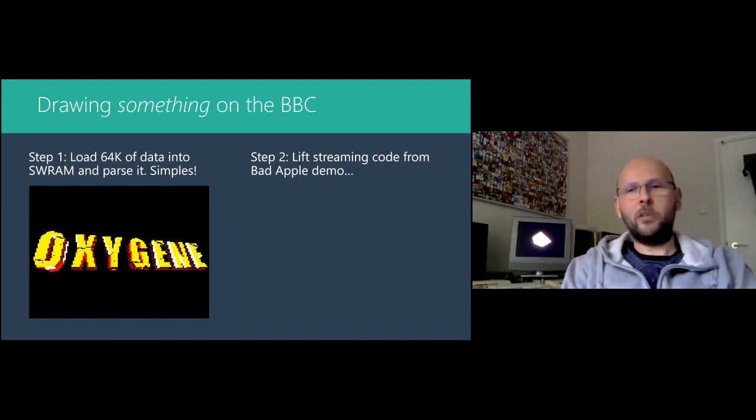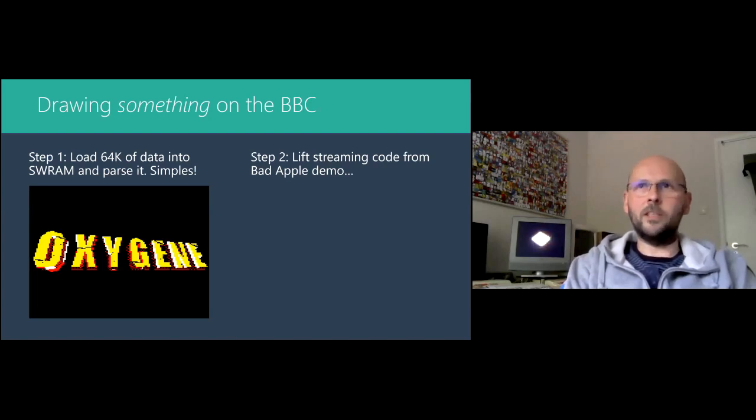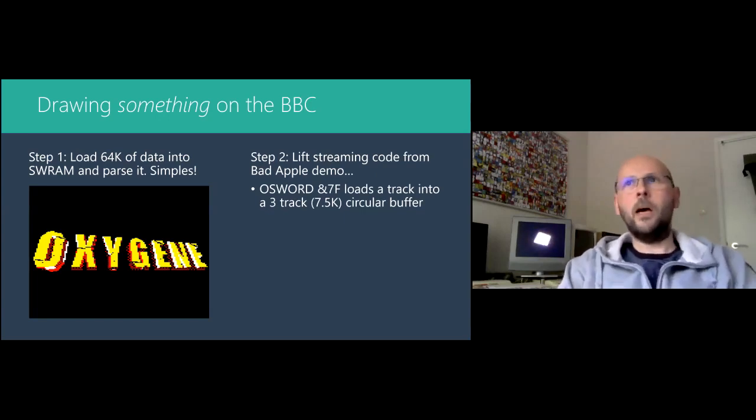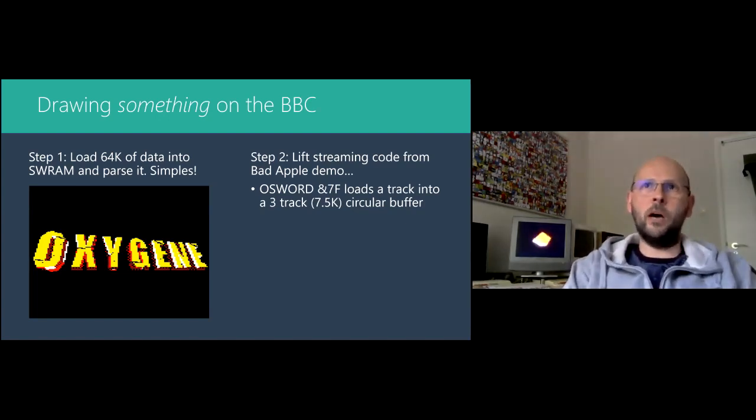So we need to stream the data. Thankfully, I'd already done a streaming demo, which was the Bad Apple demo, which you might remember from a few years ago. And so I can lift the streaming code from that, and hopefully it'll just work. So the streaming uses OSWORD &7F. That loads a track at a time. So you load 10 sectors, 2.5K. We've got 3 tracks in a circular buffer, so we've got 7.5K of buffers for loading in the data.